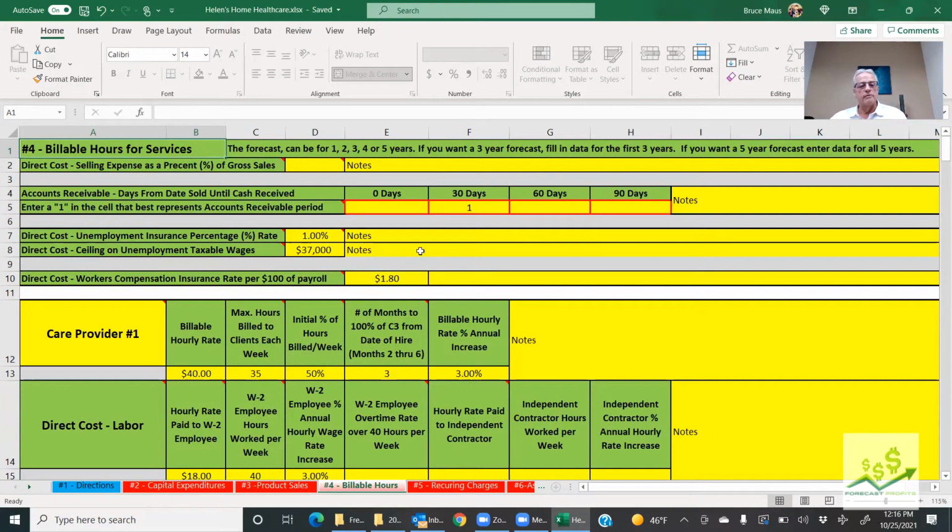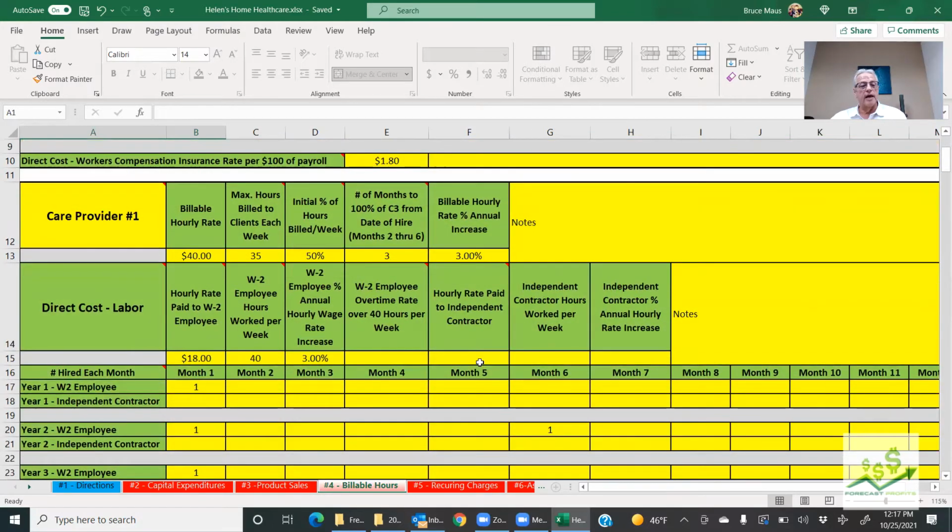The model will take into account all payroll deductions that are levied by the federal government. In this case, you need to do a little bit of research to know what the unemployment compensation rate and the workers' compensation rate are in your particular state. Note that there are some cells that have a red border around them. You need to insert a value in one of these cells or you will get an error message.